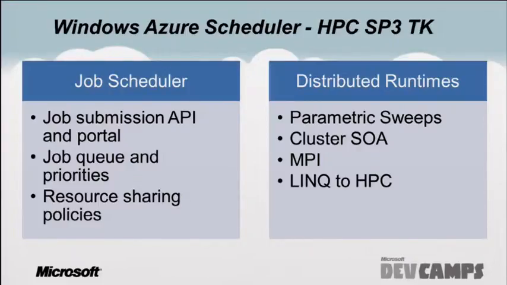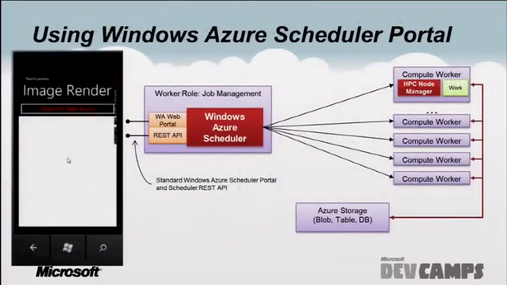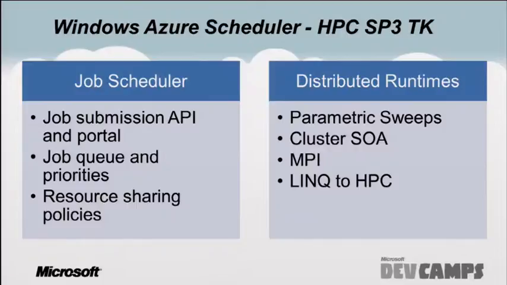Within this training kit, it's also got examples of how to go out and do technical computing in terms of processing data or information using parametric sweeps, MPI, cluster SOA, and LINQ to HPC. So this is a look of what the Windows Azure Scheduler actually looks like. So you can see that we've got a management role. So this is a worker role. Let me grab my mouse pointer here, sorry.